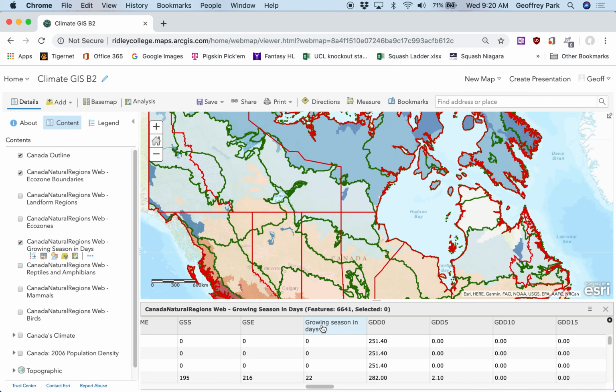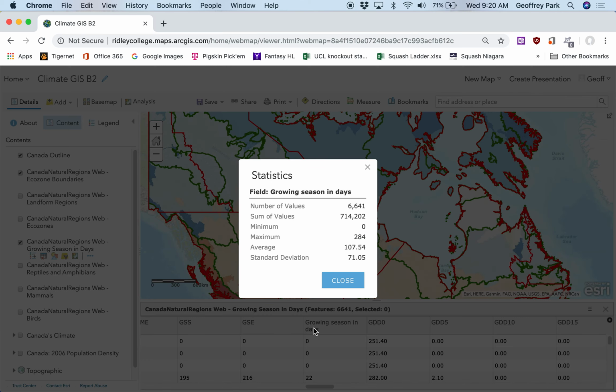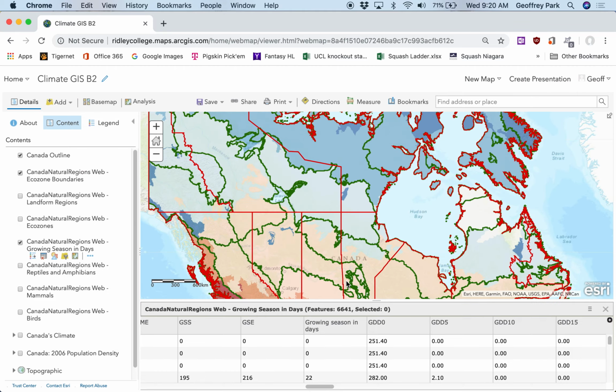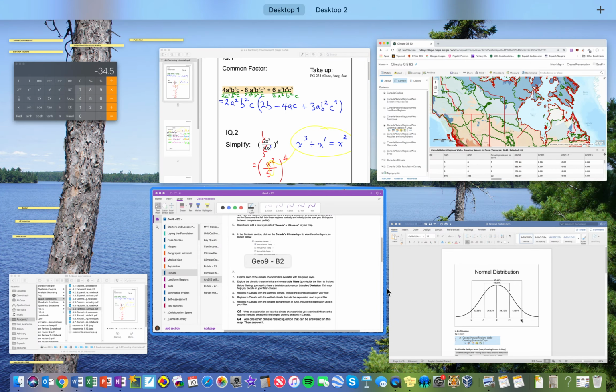If I click on that heading, I can sort it, but what I care about right now is that I can click on statistics, and it tells me, among other things, the average, which is another word for the mean. So the average length of growing season in Canada is 107.5 days, and the standard deviation is 71.05, so we'll call it 71. So what does that mean for us then?